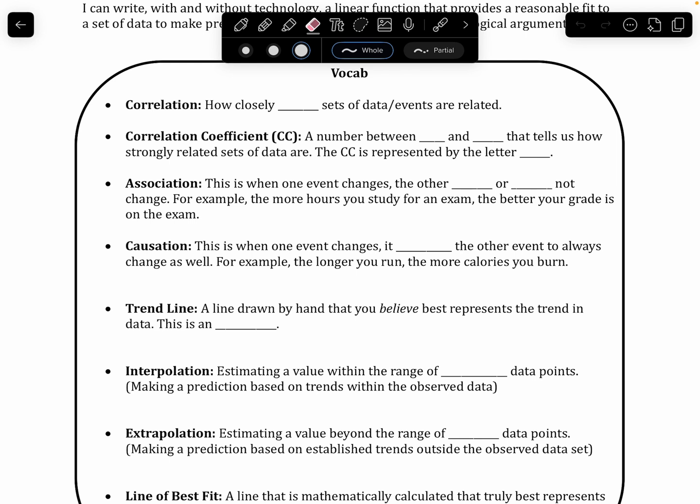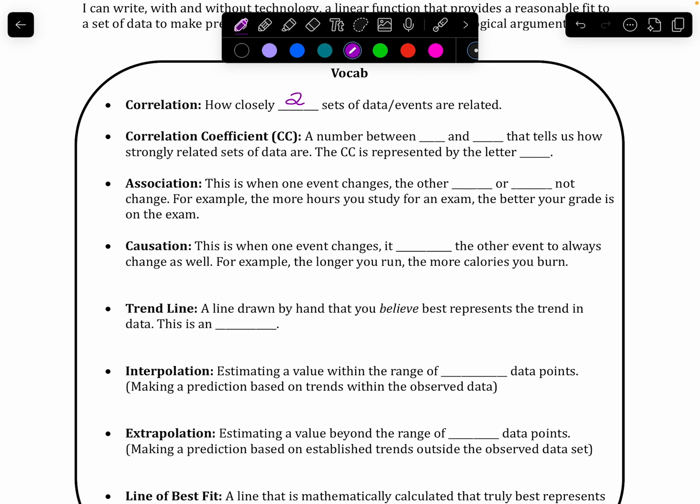So we have quite a bit of vocab today. The first vocab word we have is correlation, and correlation is how closely two sets of data or events are related. So we are looking at how closely two sets of data or events are related.